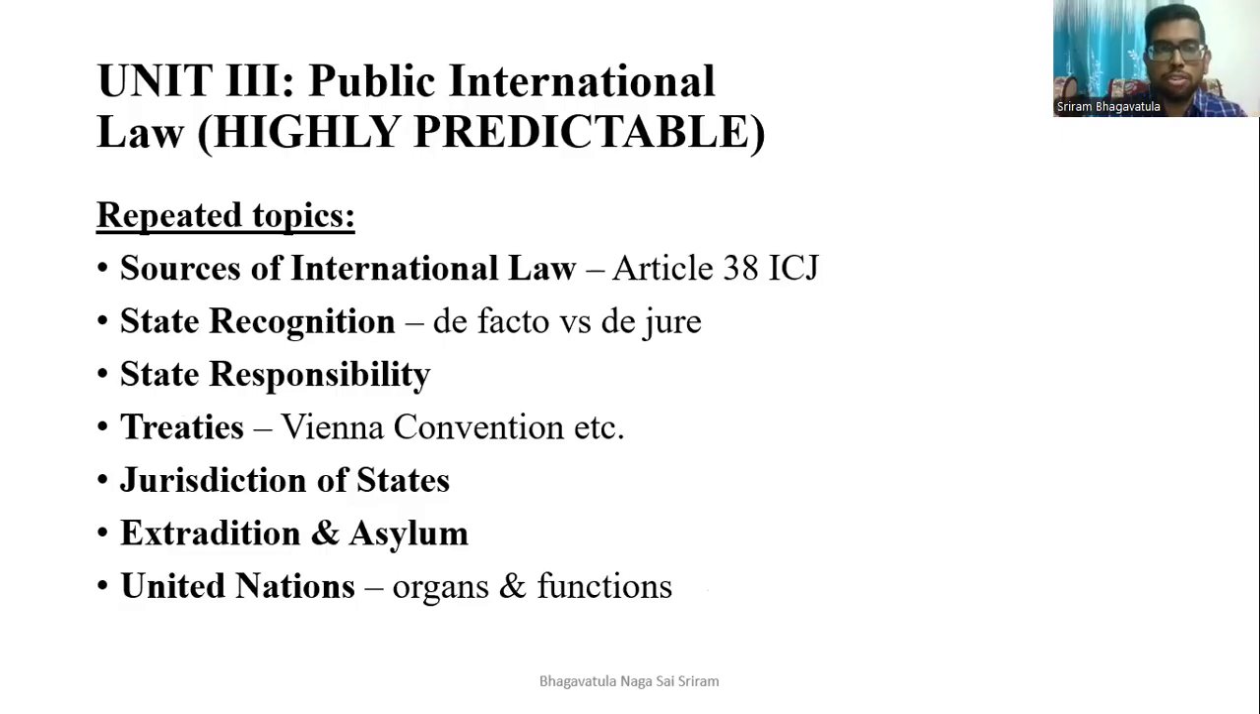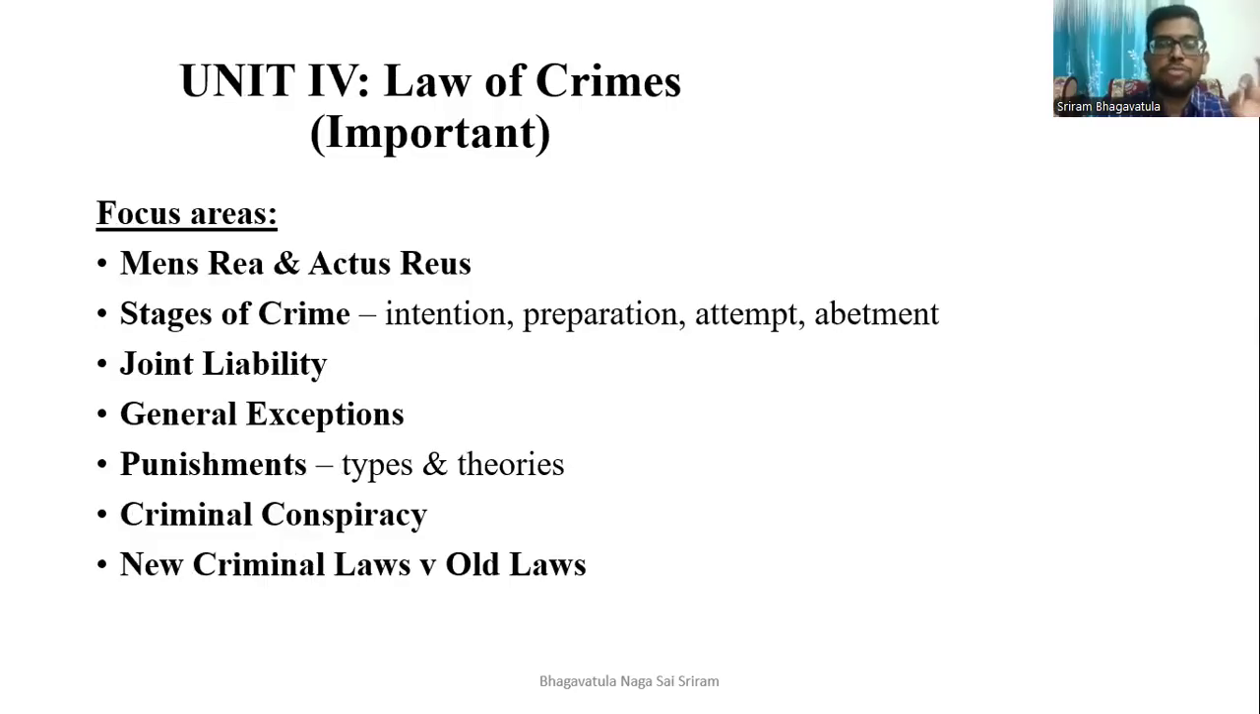Next one we just told you right now is related to public international law. Now this is one more important unit with respect to the UGC NET paper 2, that is related to the law of crimes. In that the focus area should be on mens rea and actus reus. These are the most essential elements of a crime or any kind of criminal liability. If you want to impose it on a person, you need to focus on mens rea and actus reus.